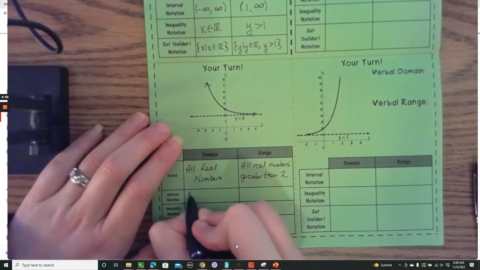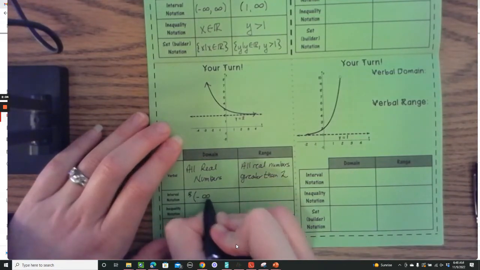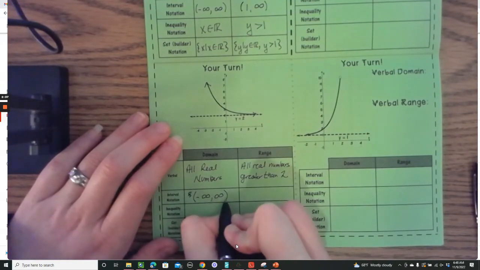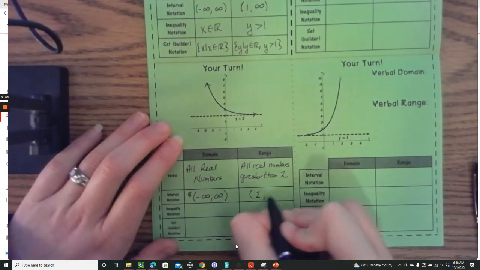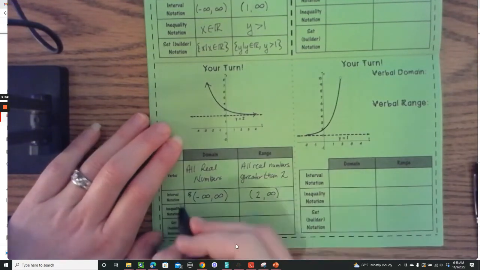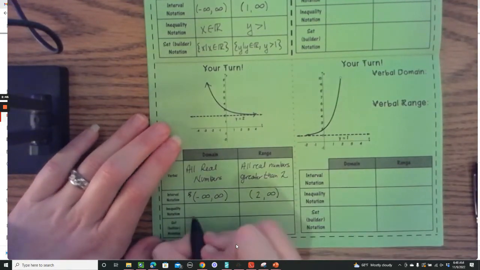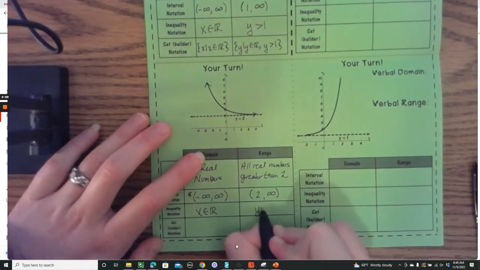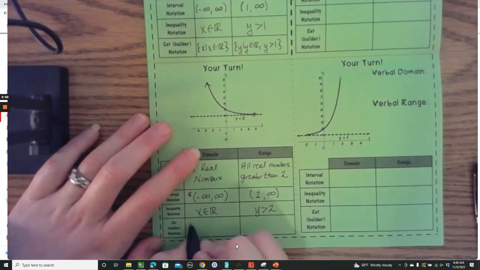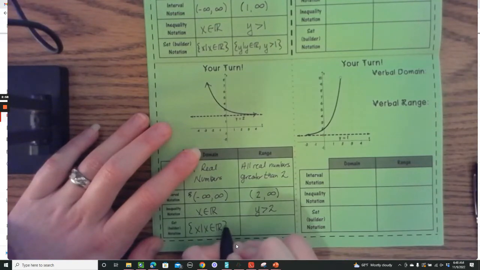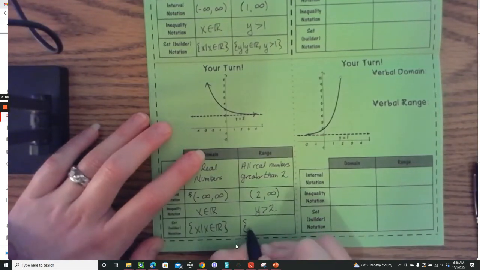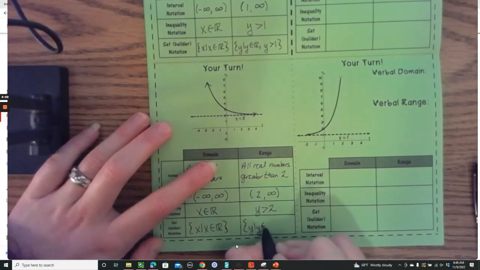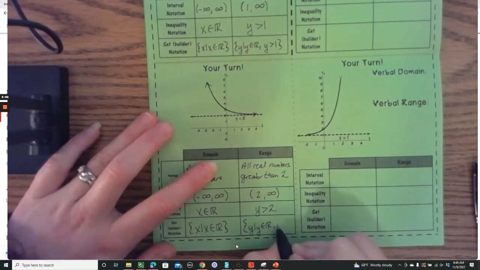So in interval notation, from negative infinity to positive infinity, and from 2 to infinity for the range. In inequality notation, x is a member of the set of all real numbers, and y is greater than 2. And then set notation is the same way, except for the range, where it's going to be y is a member of the set of all real numbers, where y is greater than 2.